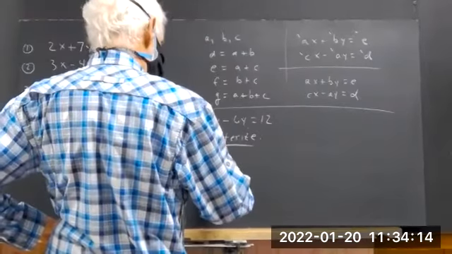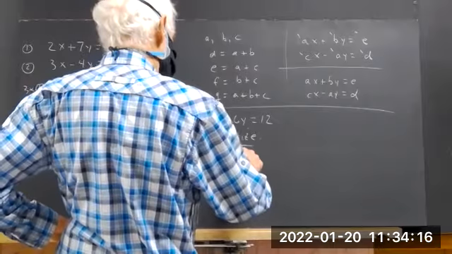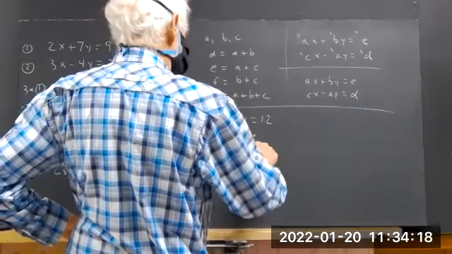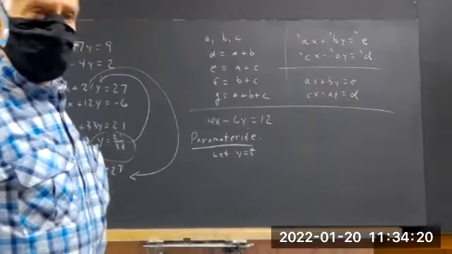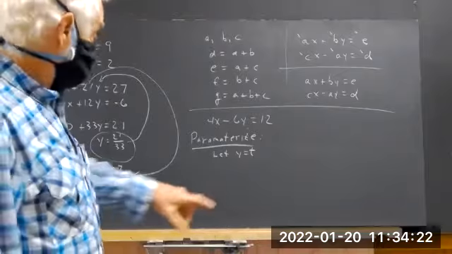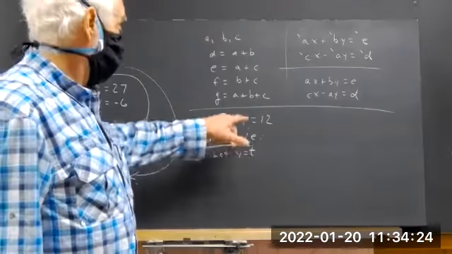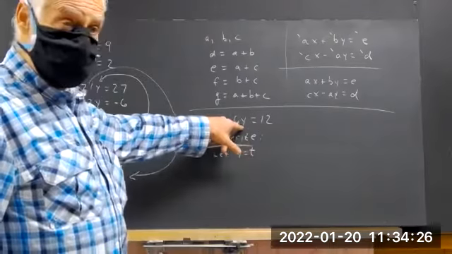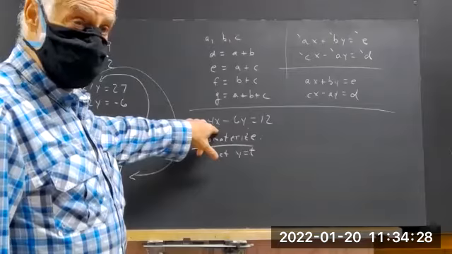You let y equal t. Okay. So if you pick a value of t, well, then you've got a value of y, and you can get a value of x. Okay.